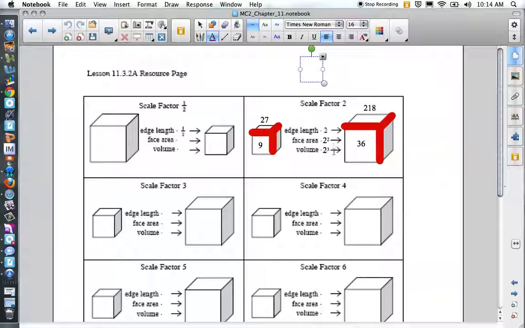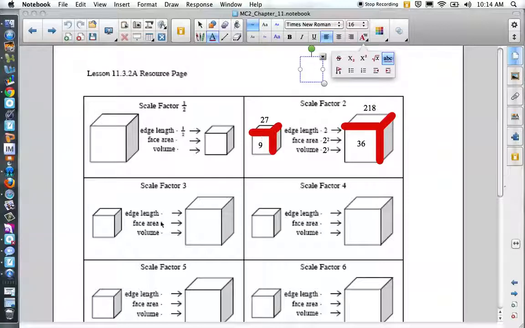Hopefully that makes sense to you. If that makes sense, here's what I want you to do: take this video, pause it, and find the scale factor. You don't need the sides, but just tell me what the scale factor would be for this one, for 3, and for the scale factor of 4, what those two would be. So pause the video. I'll be back here in just a couple seconds.